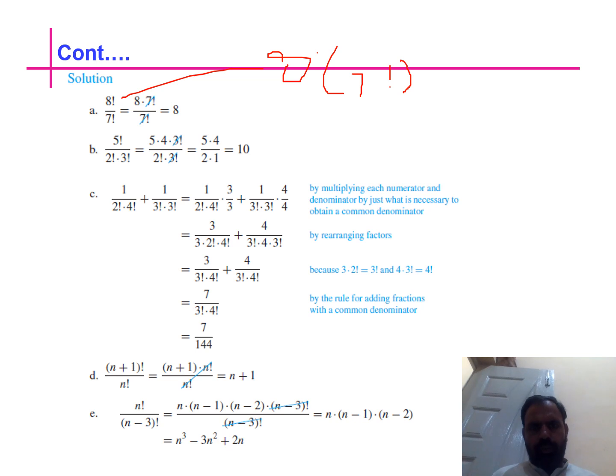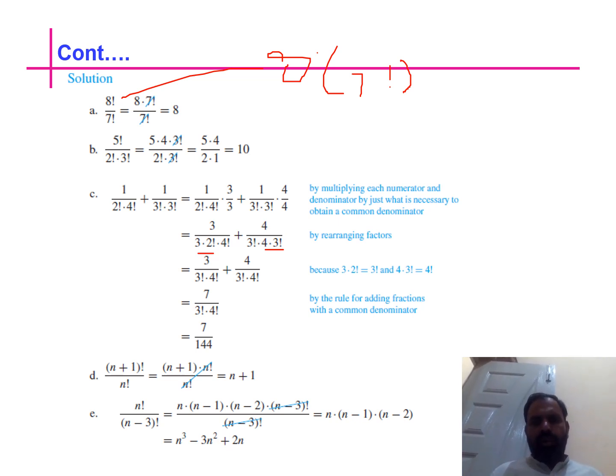Now you can simplify this as 3 over 3 factorial 4 factorial plus 4 over 3 factorial into 4 factorial. This 4.3 factorial can be written as 4 factorial, and this 3.2 factorial can be written as 3 factorial. So the denominators of both expressions are the same, so we can take the LCM as 3 factorial 4 factorial. We add the above two terms, so 7 over 3 factorial 4 factorial, so the answer is 7 by 144.